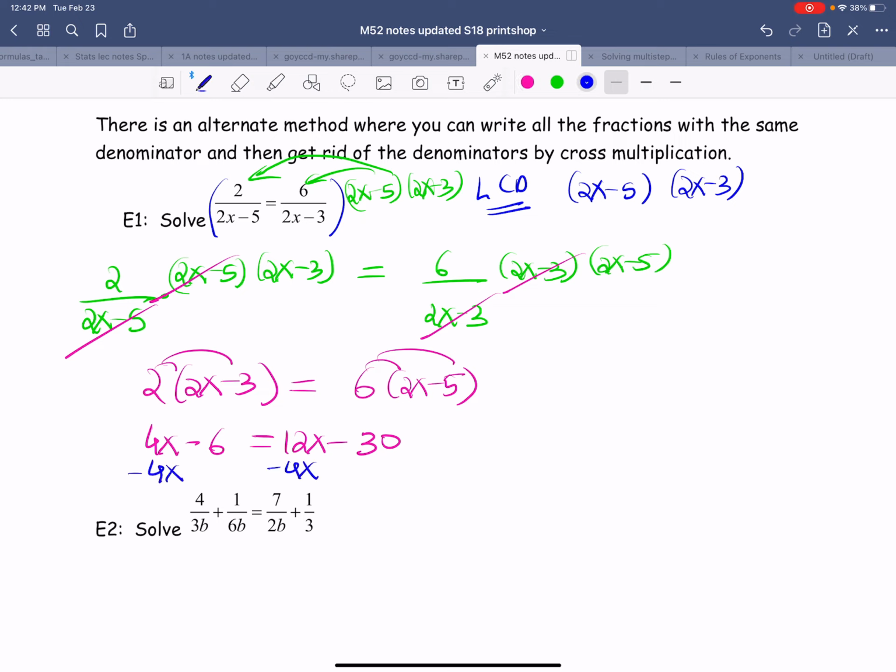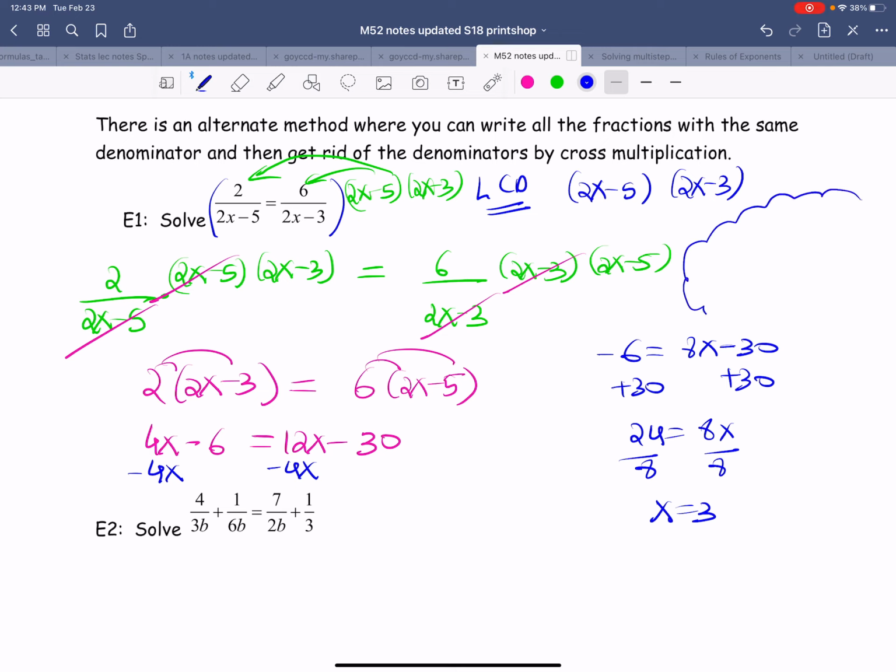So subtracting 4x and 4x, negative 6 equals 8x minus 30. Let's go ahead and add 30 to both sides because we are trying to isolate the variable. Divide both sides with 8. X turns out to be 3. Now, before I box this answer, before I say this is my final answer, I need to find the restricted values and make sure that 3 is not one of the restricted values.